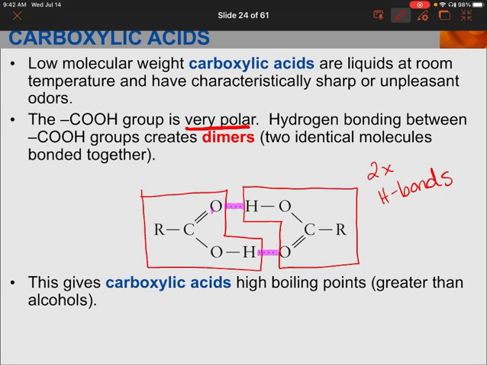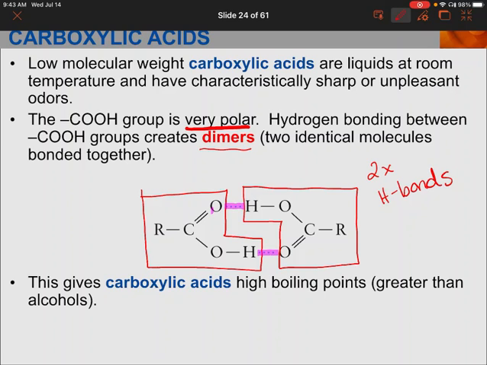Now, the connection between these two carboxylic acids is strong enough that we can say that it's a dimer. A dimer is two identical molecules bonded together. This could be covalently bonded or through hydrogen bonding, and in this case, it would be through hydrogen bonding. Because we have twice the number of hydrogen bonds, carboxylic acids have really high melting points because we need even more energy to break apart those two intermolecular forces that are holding the molecules together.